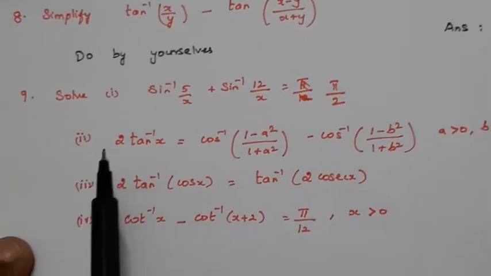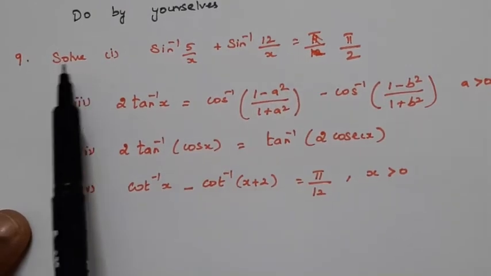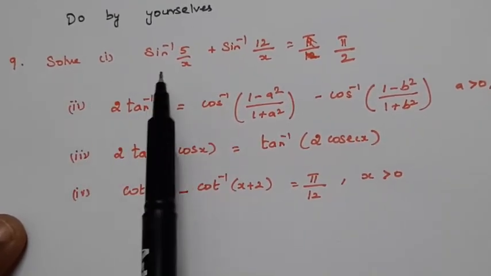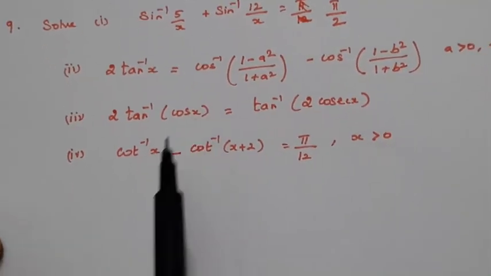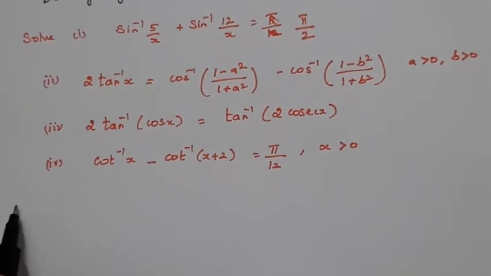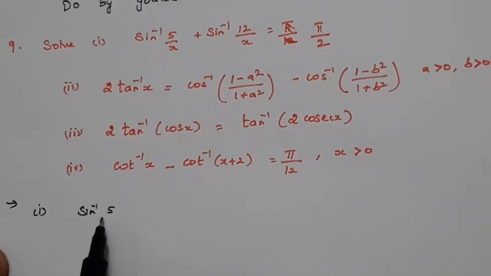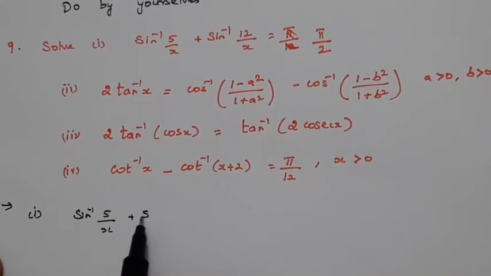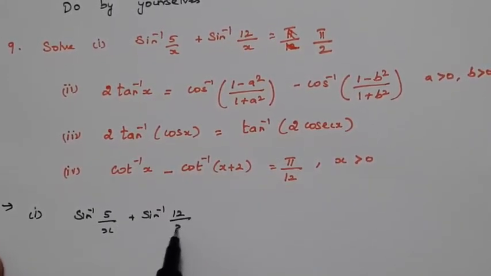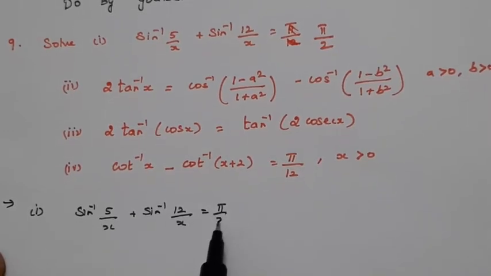Now, let us see the 9th one. In this 9th one, you are going to find out the solution of x. In that, 4 subdivisions are given. Let us do one by one. So, what is the first subdivision? Sin inverse of 5 by x plus sin inverse of 12 by x is equal to pi by 2.